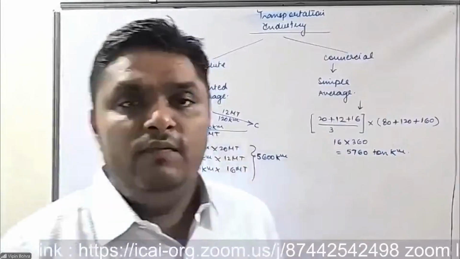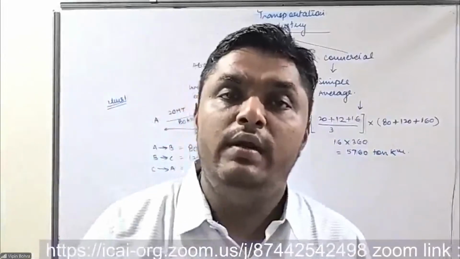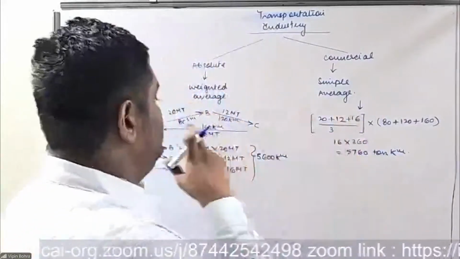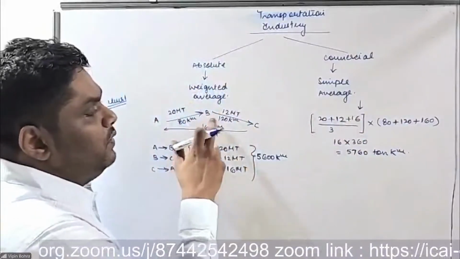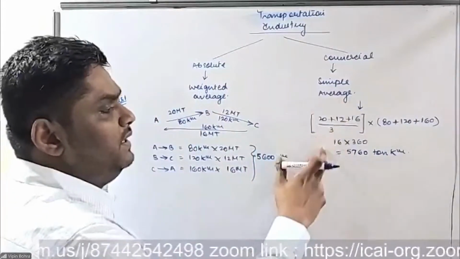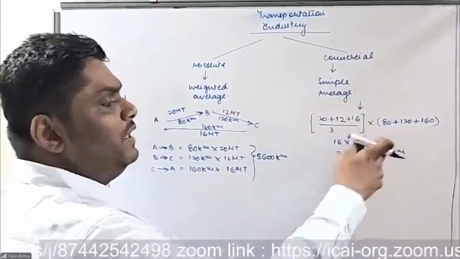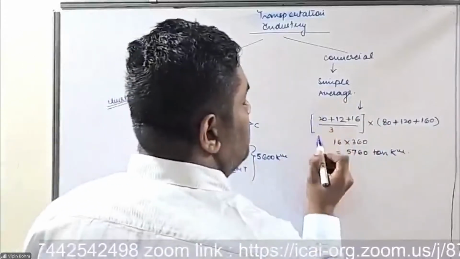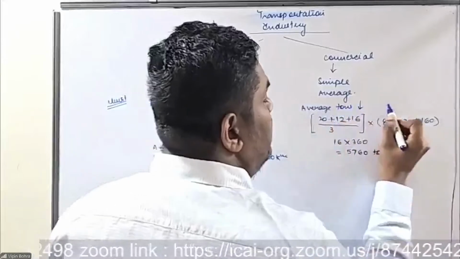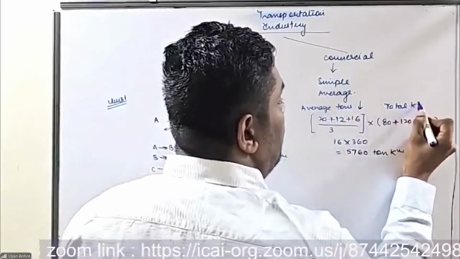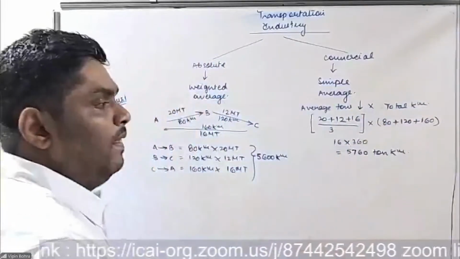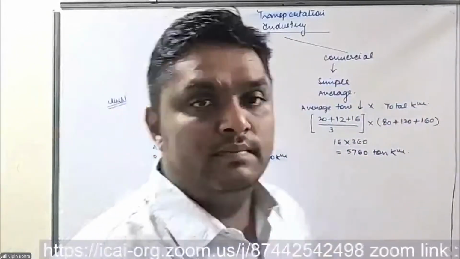So in simple average, you have to simply calculate the average tons traveled into the total distance. That is the average tons traveled, 20 from A to B, 12 from B to C, and from C to A 16. So 20 plus 12 plus 16 divided by 3, into the total kilometers. So this is the way.